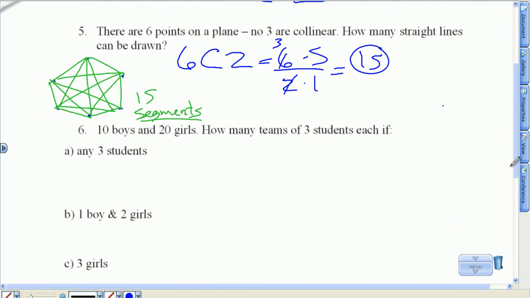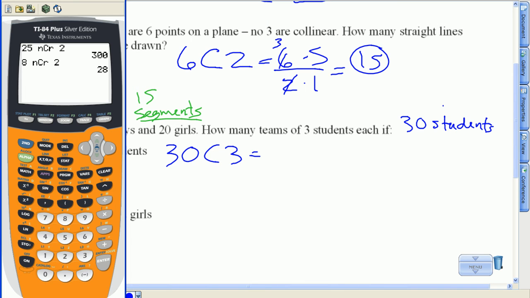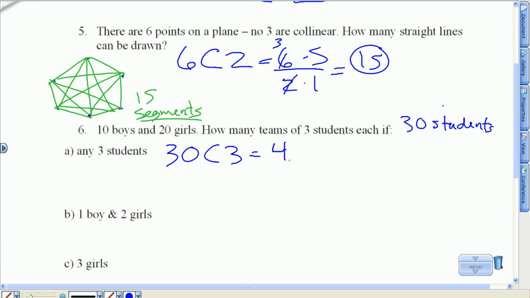For number 6. 10 boys and 20 girls. How many teams of 3 students each if you can have any 3 students? Well, there are 30 students, so keep that in mind. So of those 30 students, we want to choose 3 of them. So we do 30 choose 3. Numbers are getting big here. 30, math, PRB, go to the nCr, 3, and hit enter. 4,060.